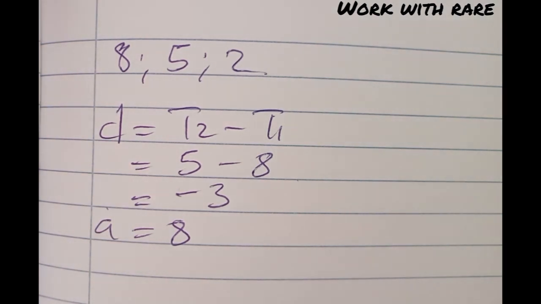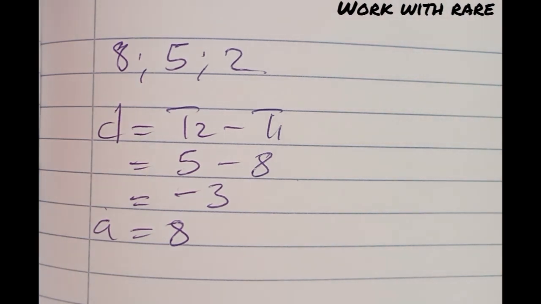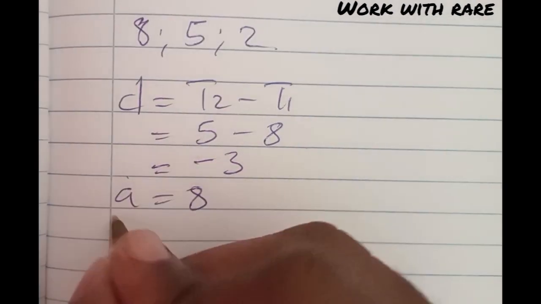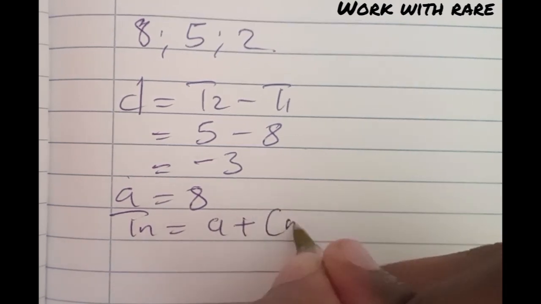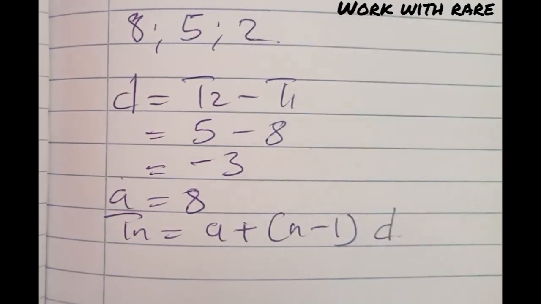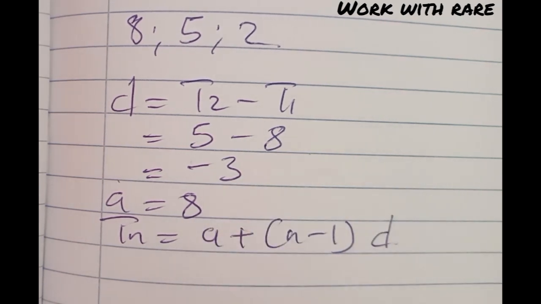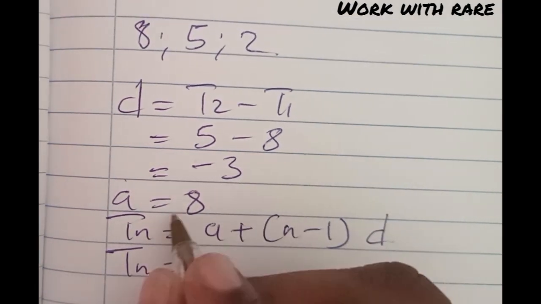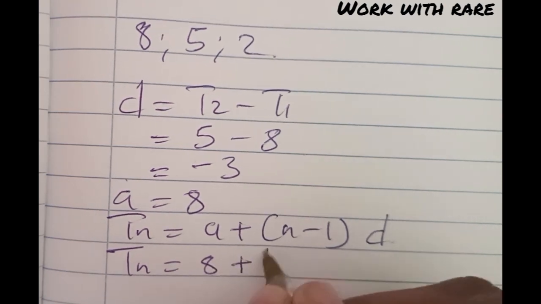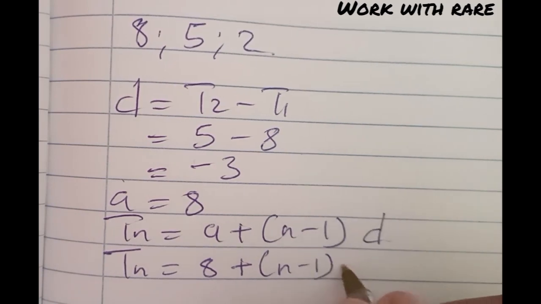The question says determine the nth term, determine the 15th term, and which term is equal to negative 289. Firstly, let's do the one for the nth term. Remember the formula for our nth term, it doesn't change. We have A, we have D. So I'll write Tn is equal to 8 plus (n minus 1) times negative 3.